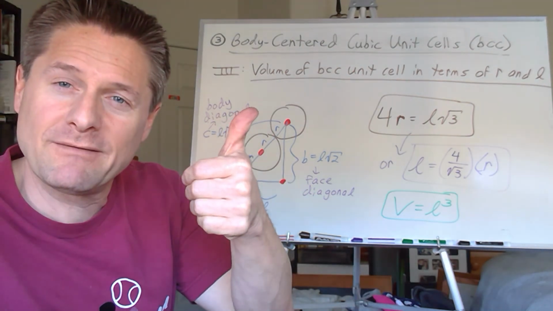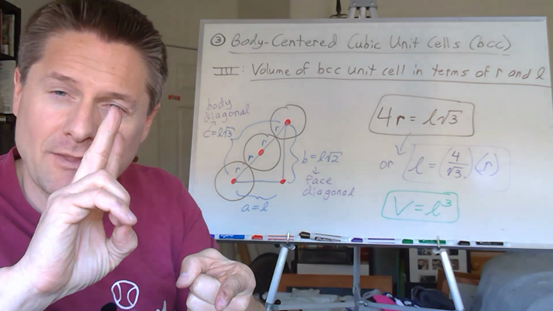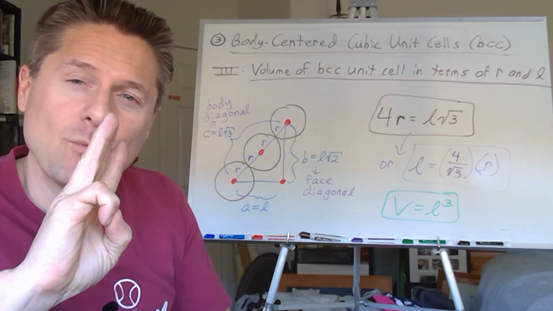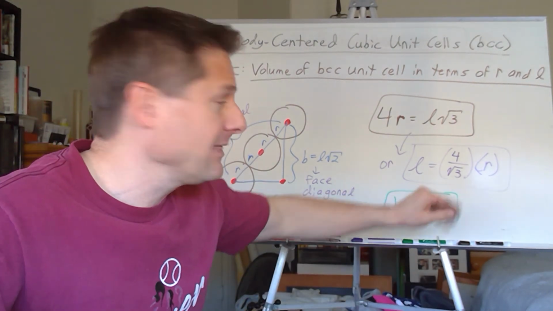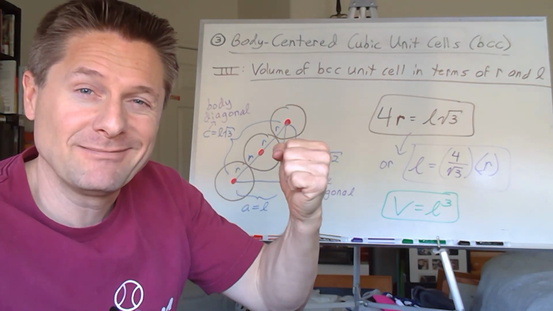So we did simple cubic, face-centered cubic, body-centered cubic. We can do the coordination number for each, the number of atoms in each one, and we can do the edge length in terms of the radius for each one. Whew. That was quite a bit, gang. You got it.